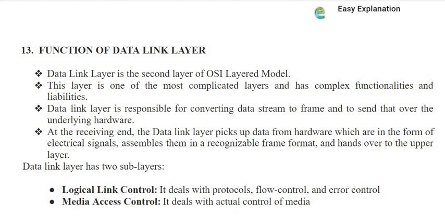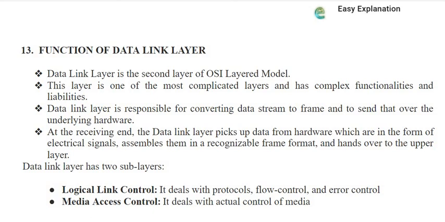So going in depth, what is the data link layer? It is the second layer of the OSI layered model. This layer is one of the most complicated layers. Why is it called complicated? Because it has complex functionalities, like flow control, error control, and media access. Many protocols we are going to study under this layer. That's why it is called one of the most complicated layers among all the 7 layers.